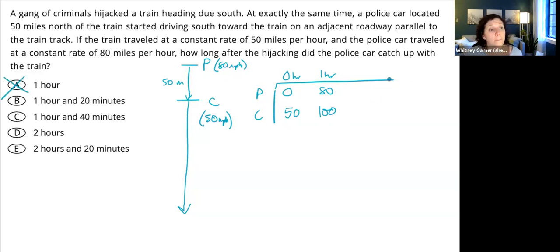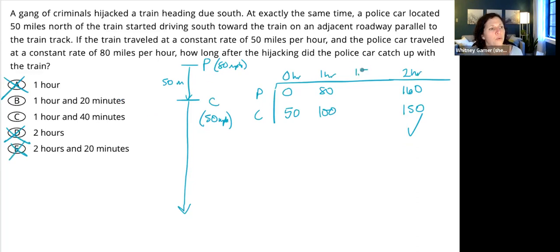Now I'm going to jump ahead to 2 hours. And so in 2 hours, the police have gone another 80 miles. So they're up to 160 miles. The criminals have only gone 50 miles. So they're up to 150. So at the 2 hour mark, police have caught up and surpassed the criminals. So I know that 2 hours is too far.